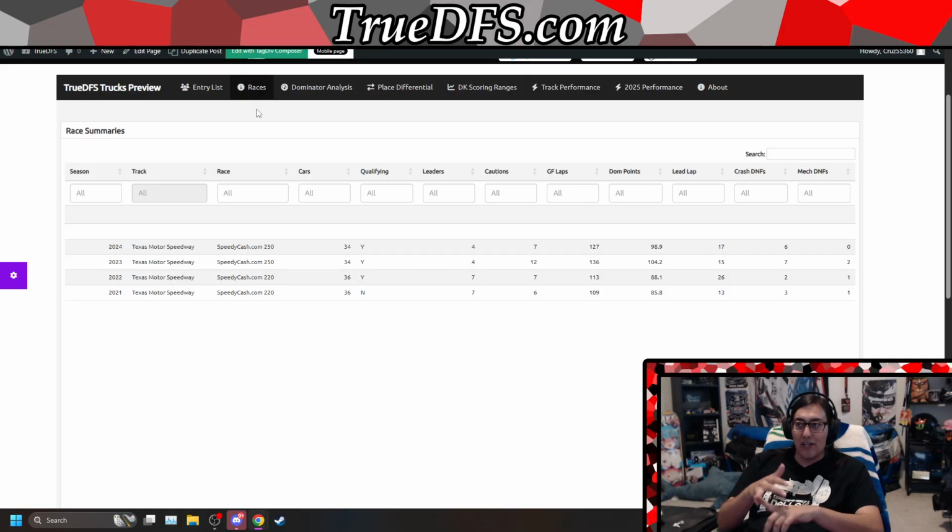That's 30-ish more fast laps, 30-ish more laps led, points, and so on and so forth. And so when we're looking at that, we then have to be aware of what these contests are looking at. For example, when we're looking at races here and at race summaries, these are the last 4 Texas races here.